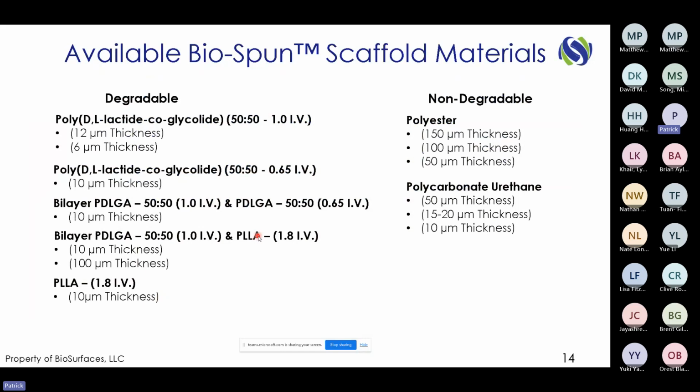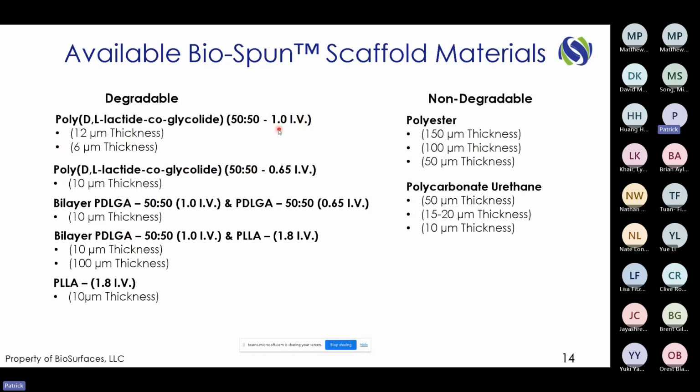Okay, so the different kinds of materials that we have are fairly varied as well. At the top here, on the left-hand side, we have our degradable scaffolds, which are produced from polylactide glycolic acid. And these come in either 12 or 6 micron thicknesses. And these are just a 50-50 lactide glycolic mix. And an important parameter here is the intrinsic viscosity.